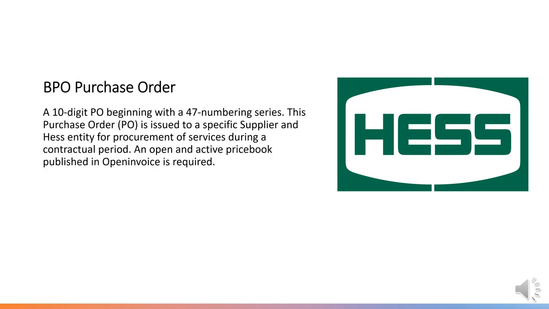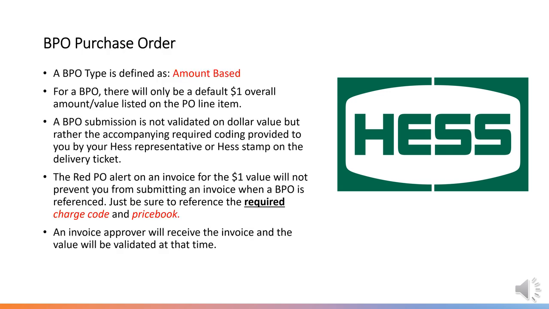BPO purchase order. A BPO purchase order is also known as a blanket purchase order, a 10-digit PO beginning with a 47 numbering series. This purchase order is issued to a specific supplier and Hess entity for procurement of services during a contractual period. An open and active price book published in Open Invoice is required. BPO purchase order type: a BPO type is defined as amount-based.